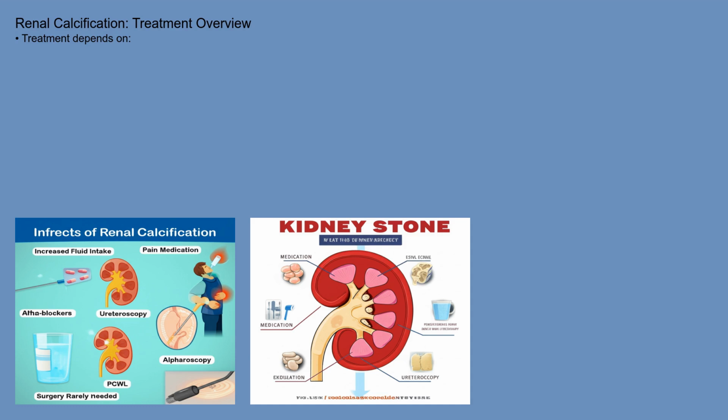Extracorporeal shock wave lithotripsy, or ESWL, uses shock waves to break the stone into smaller fragments that can then be passed. Ureteroscopy involves inserting a thin, flexible tube with a camera into the ureter to visualize and remove the stone. Percutaneous nephrolithotomy, or PCNL, is a more invasive procedure that involves making a small incision in the back to access the kidney and remove the stone. Surgery to remove the stone is rarely needed.